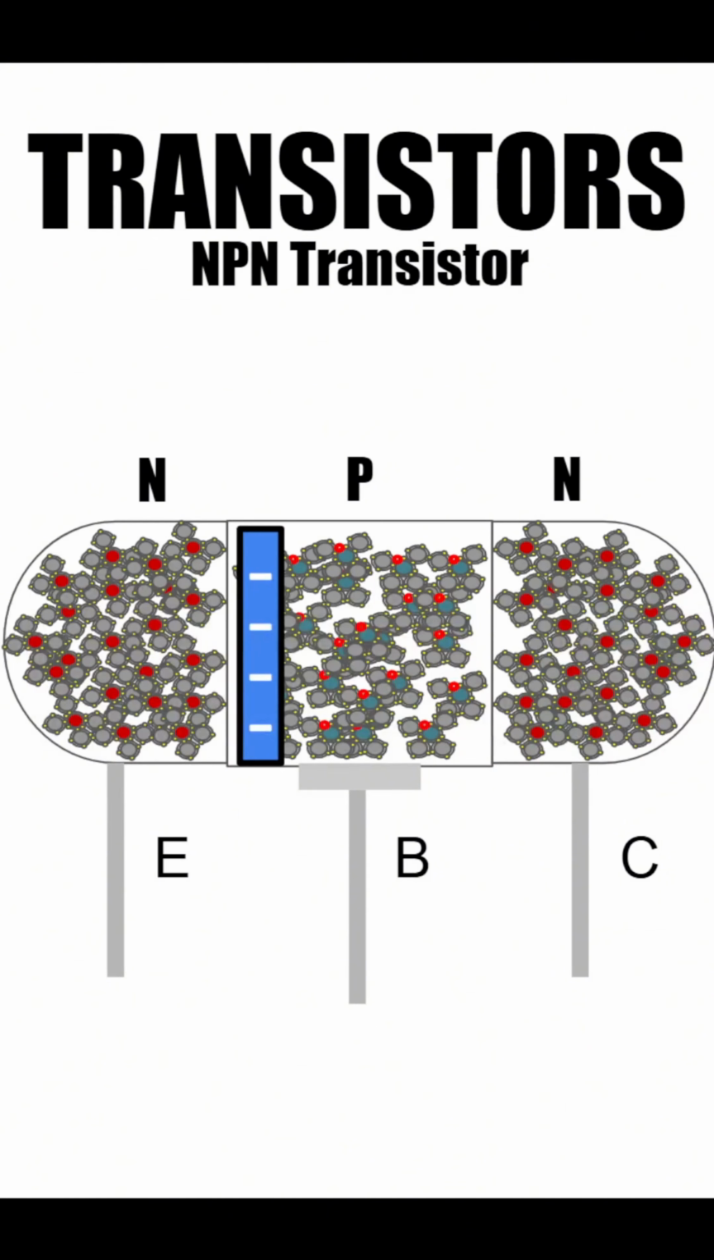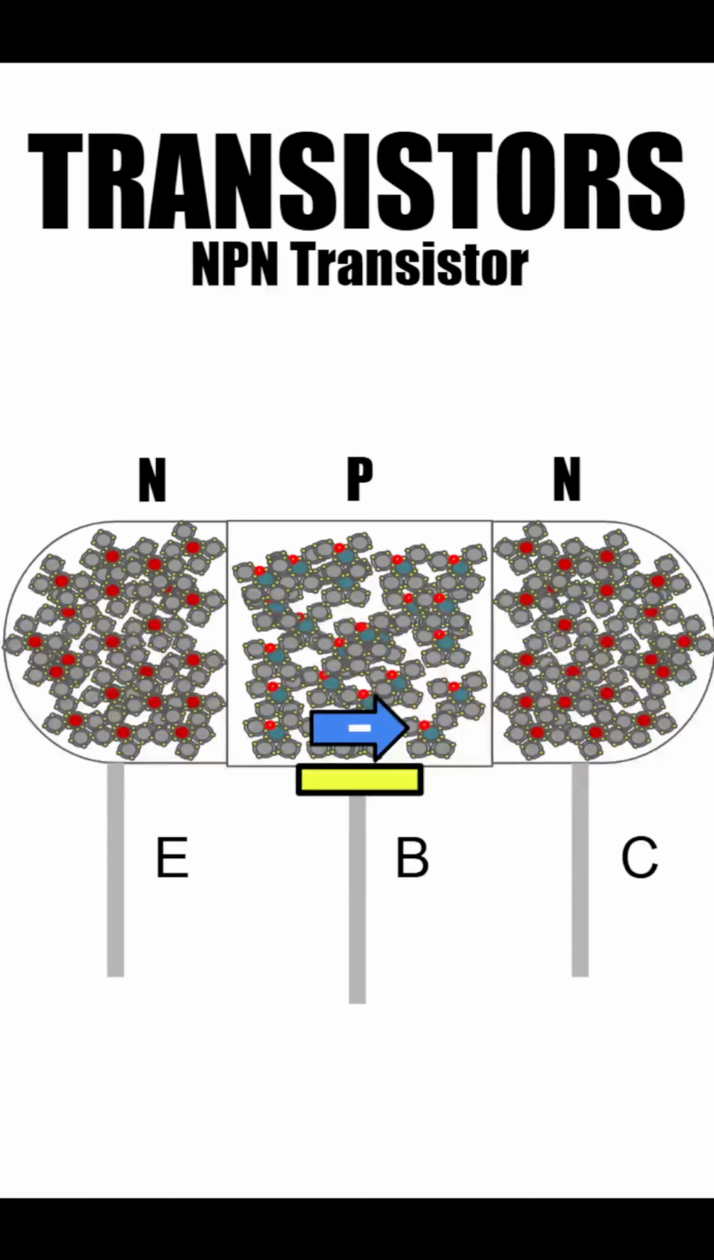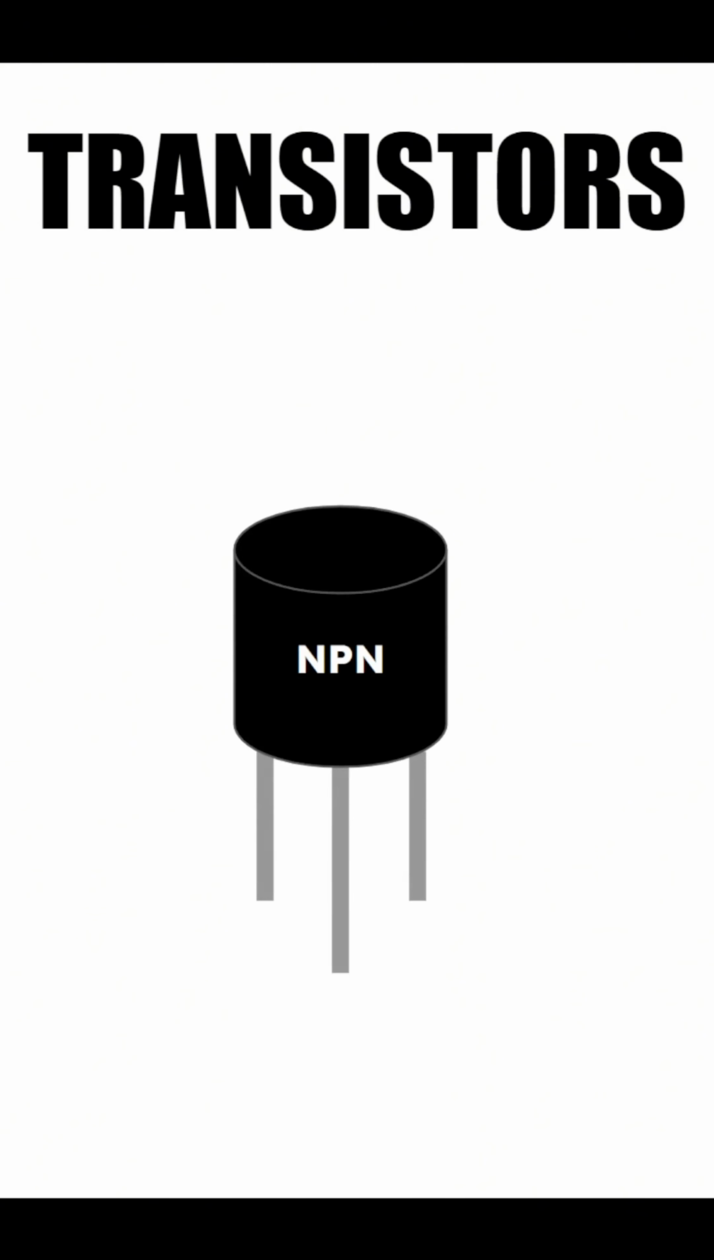However, when we apply a positive charge to the base, it eradicates this depletion layer, allowing the flow of electrons through the transistor. And if you didn't know, electricity goes the opposite way of the electrons, allowing our electricity to flow through our collector to our emitter only when the base is on. And there you have it. That is the NPN transistor.